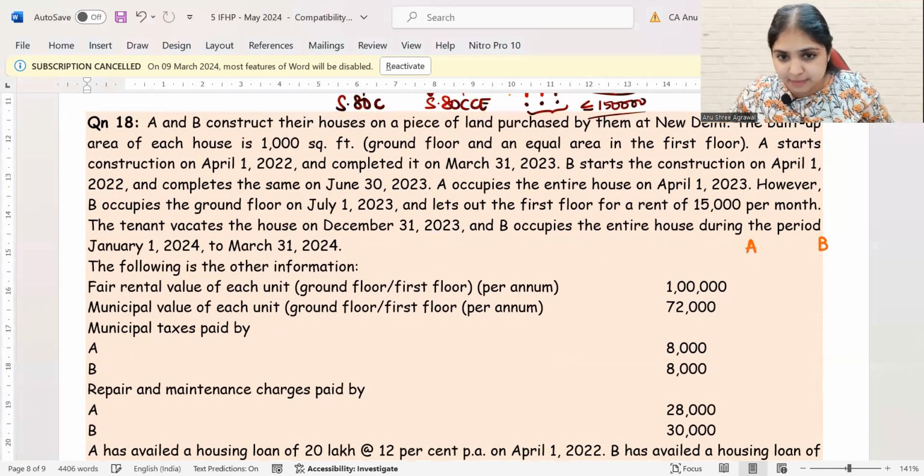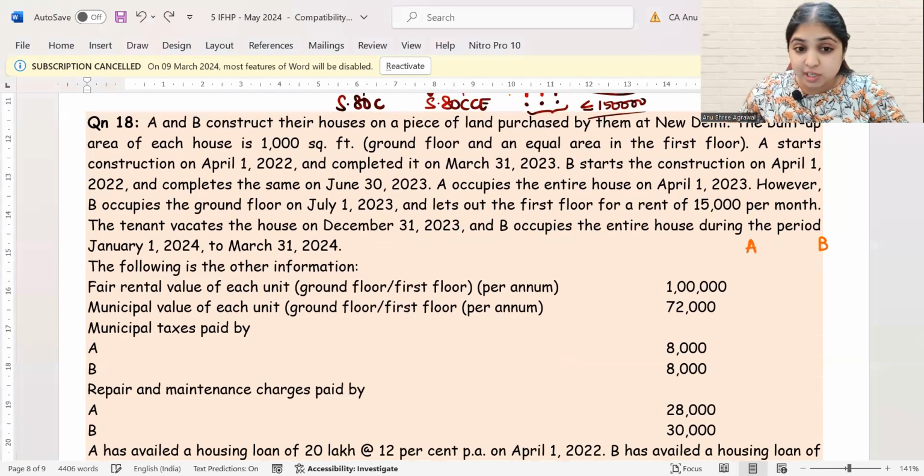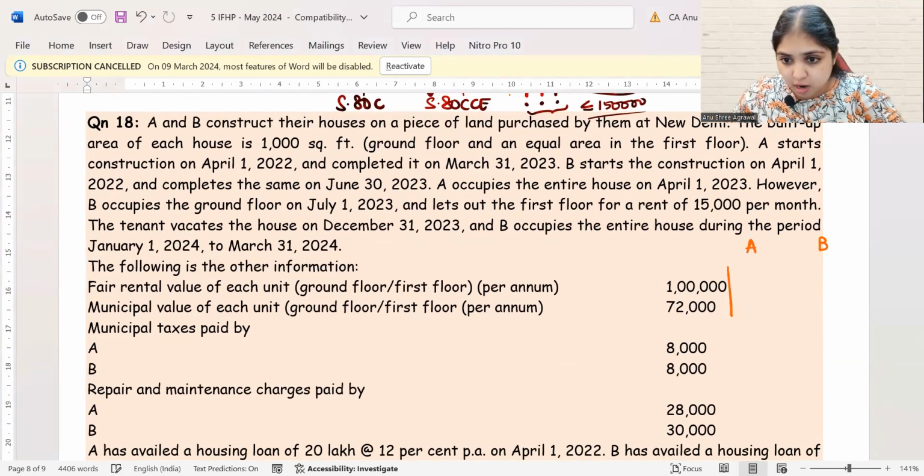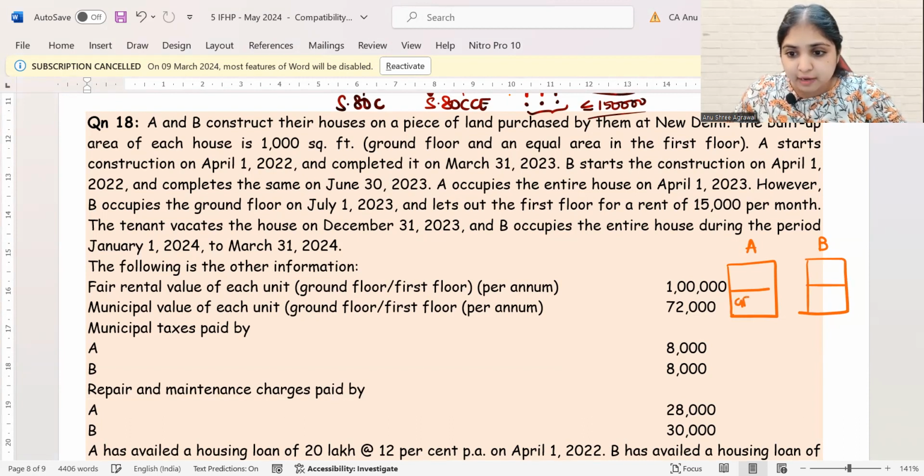Understanding? A and B, we have two people. A and B both construct their houses on a piece of land purchased by them in New Delhi. Built-up area of each house is 1,000 square feet ground floor and an equal area in the first floor. So A is constructing a house, even B is constructing a house. Both the houses have a ground floor and a first floor. Both are equal, 1,000 square feet, 1,000 square feet. Basically totally four floors. A has two floors, B has two floors, and all of them are equal.